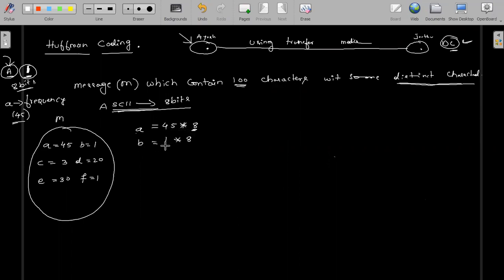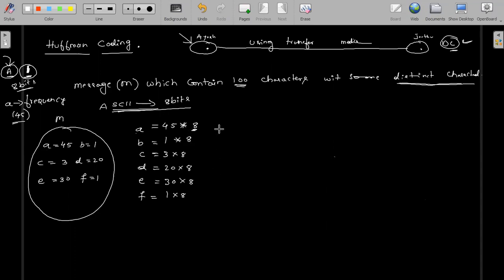Again B is repeating, frequency is 1 into 8. Again C, how many times? 3 into 8. Again D, how many times? That is equal to 20 into 8. Again E is equal to 30 into 8. F is equal to 1 into 8. Understood, everyone? See, 45 times we are providing 8 bits.